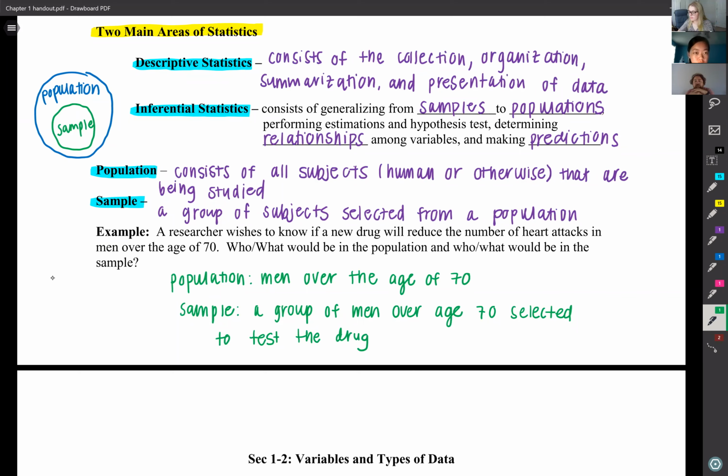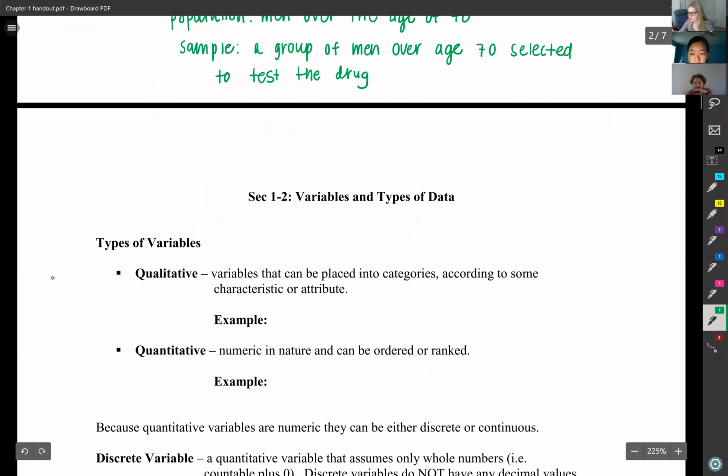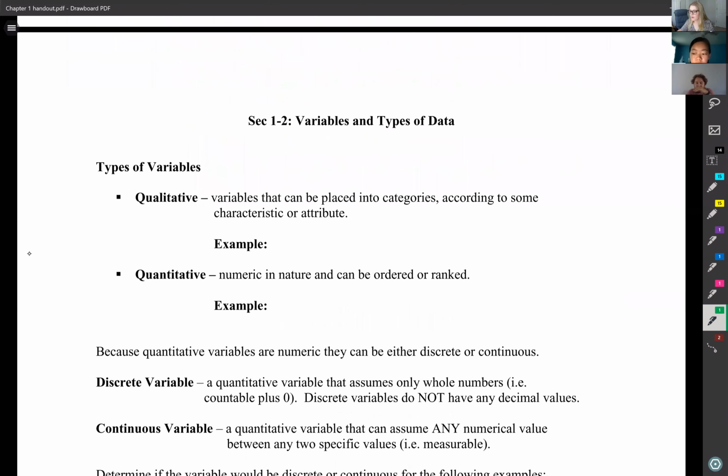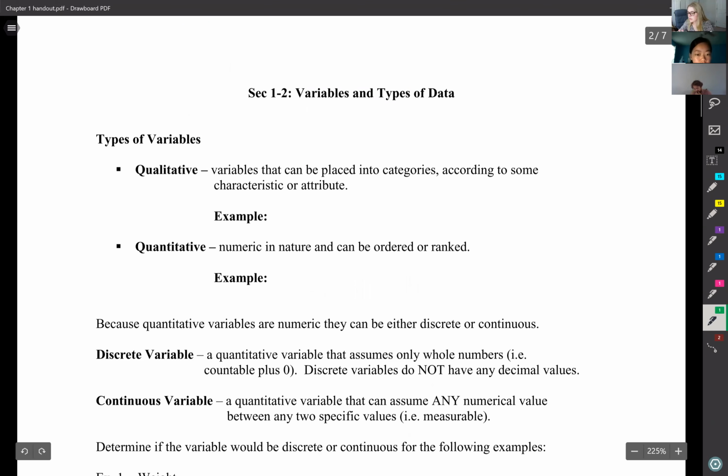Okay. Last thing that we're going to do today is section 2. Section 2 is just one more page, so it'll probably take about the same time that section 1 took. Alrighty, so section 1.2, whatever, is variables and types of data.